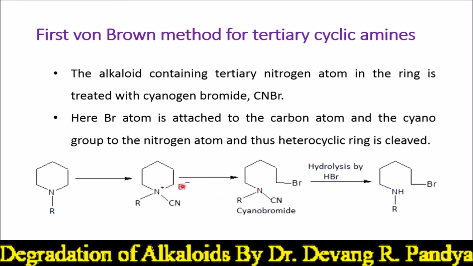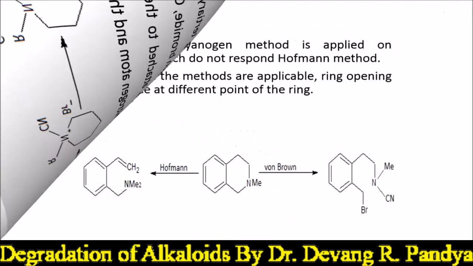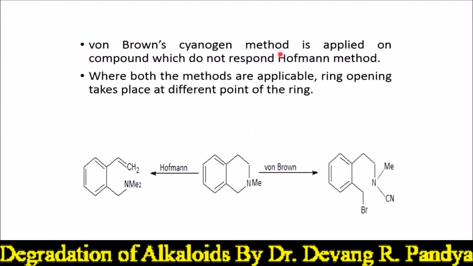When this cleavage takes place, bromine remains attached to the carbon and cyanide remains attached to the nitrogen. A cyanobromide is going to be obtained, and through hydrolysis we are going to get this ring opening reaction. So this is the first von Braun method for tertiary cyclic amines. For that, the degradation can be carried out by this von Braun method. The von Braun cyanogen method is applied to compounds which do not respond to the Hofmann method. Where both methods are applicable, ring opening takes place at different points of the ring.